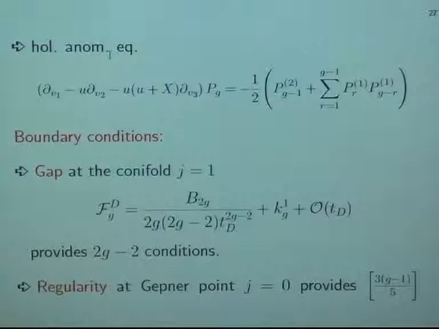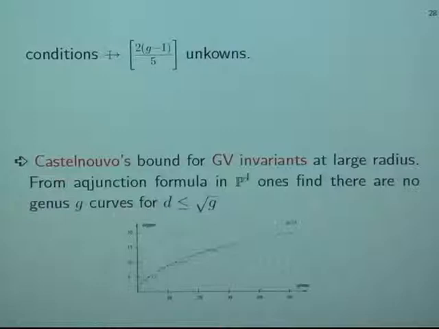And now you have to impose the boundary conditions. So the boundary conditions at the conifold, in the right variables, actually exhibit this gap as before. So this gives 2g minus 2 conditions. Then regularity at the Gettner point provides this number of conditions. So you're left with (2g minus 1) over 5 unknowns.